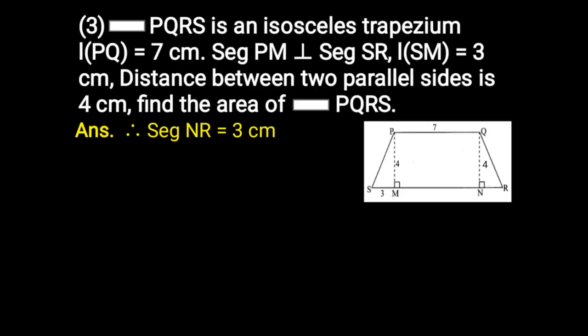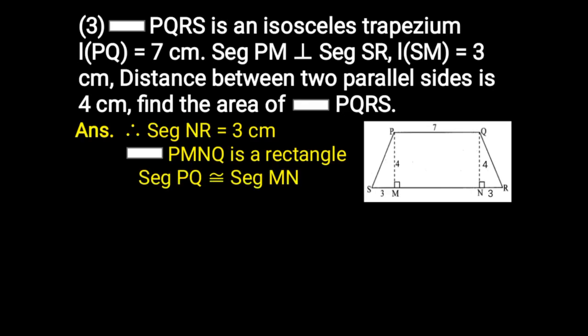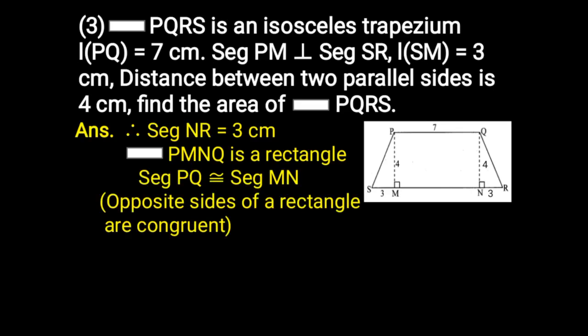After taking two right angle triangles of this figure, you have to take quadrilateral PMNQ. Quadrilateral PMNQ is a rectangle. Segment PQ is congruent to segment MN. The reason is opposite sides of a rectangle are congruent. Therefore, segment MN is equal to 7 cm. Segment PQ is equal to 7 cm is already given.